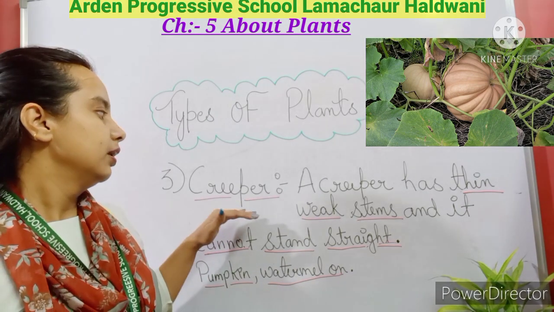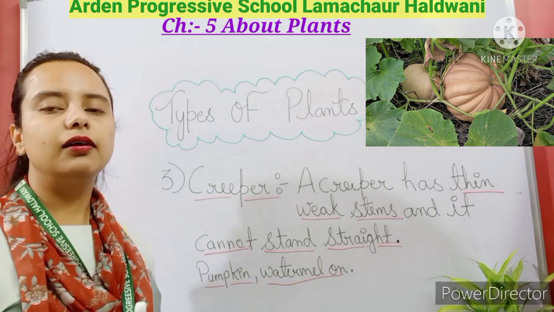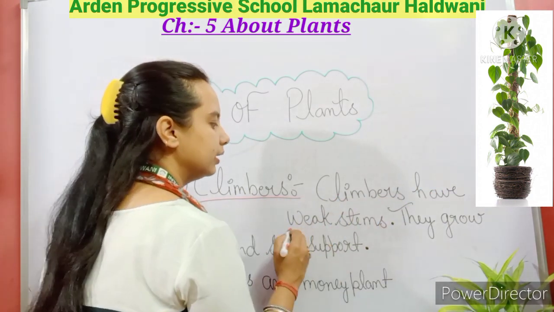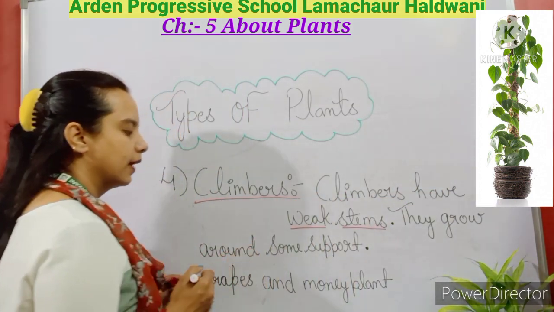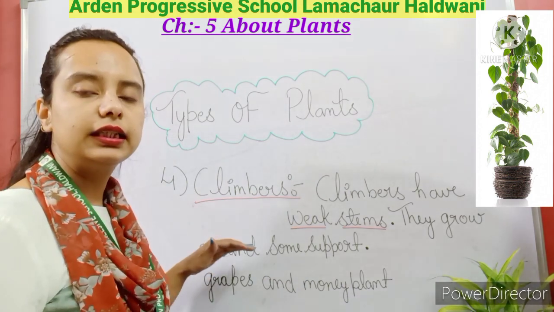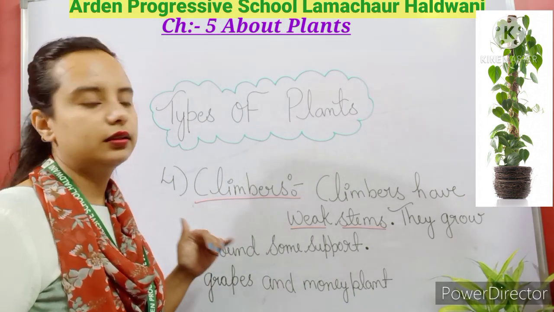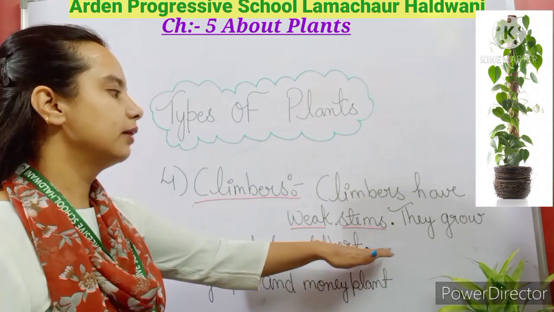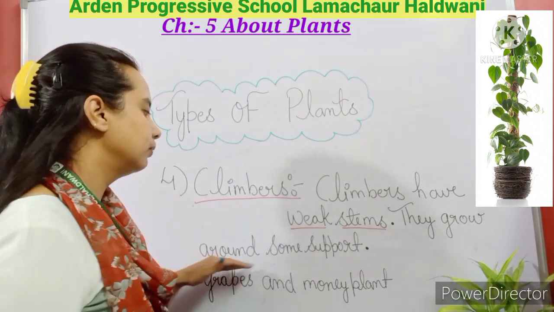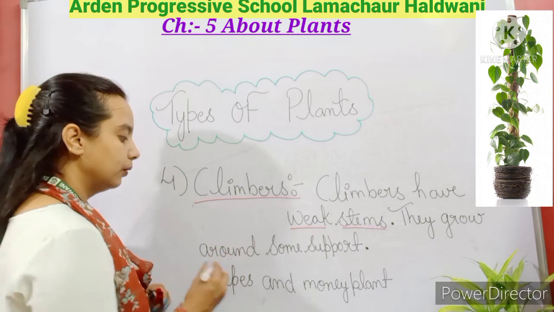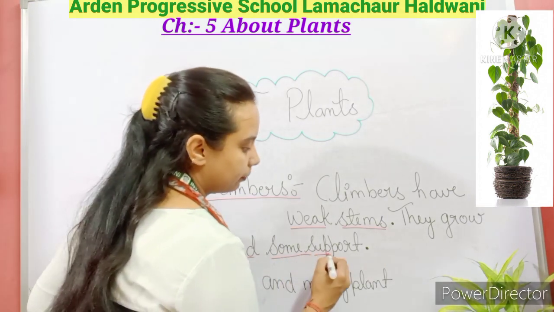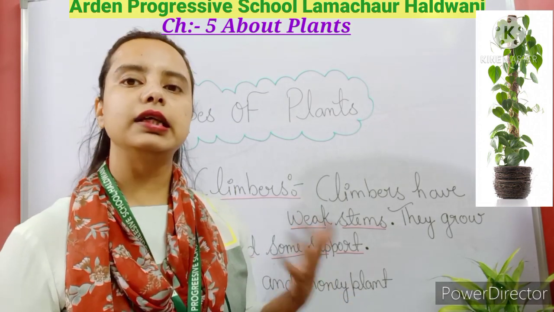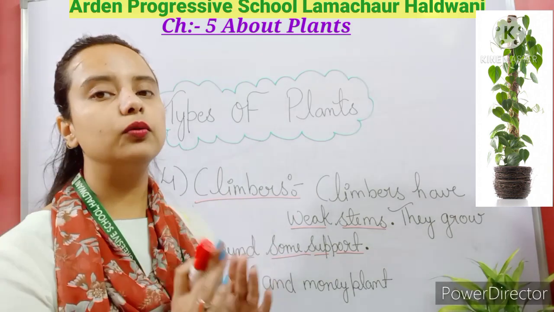Okay, now let's see about the climbers. Climbers, what is this? Climbers have weak stems, as the creepers do. Creepers' stems are also weak. So in the same way the stems of the climbers are also weak, so they grow around some support. Means to grow they need some support. The support can be a wall, or it can be a wooden stick. So they need some support to grow upright.